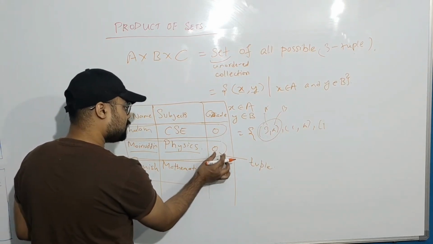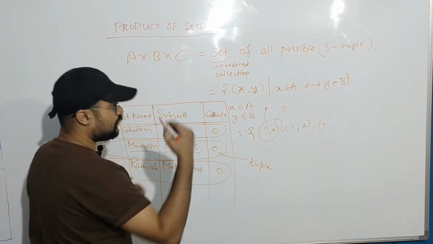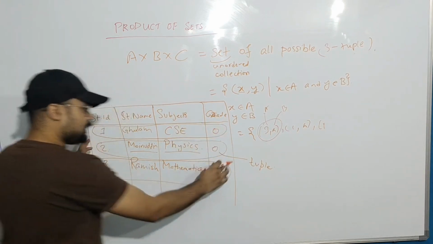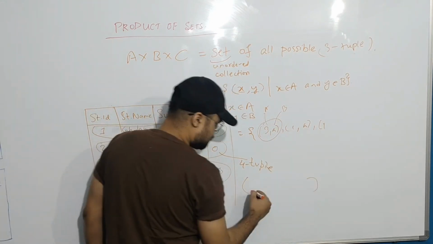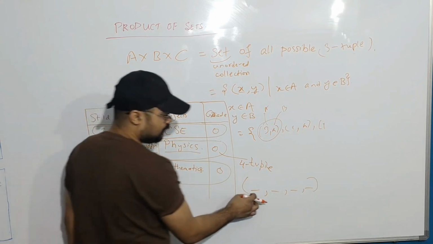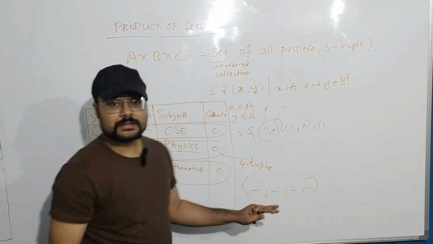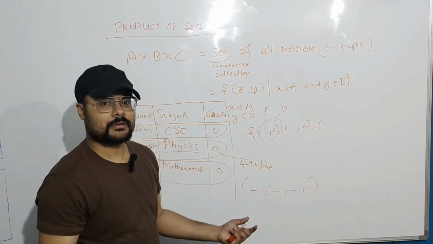Fourth element of this tuple is a grade. So this is a four tuple, something like this, 1 2 3 4. Then you say it's a four tuple if the order is important in this collection, then it's a tuple.